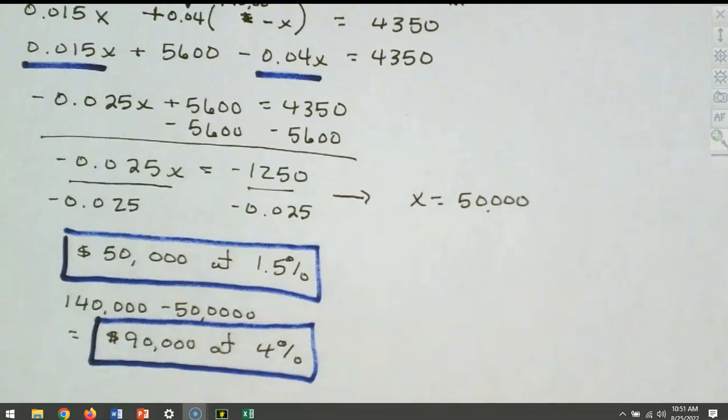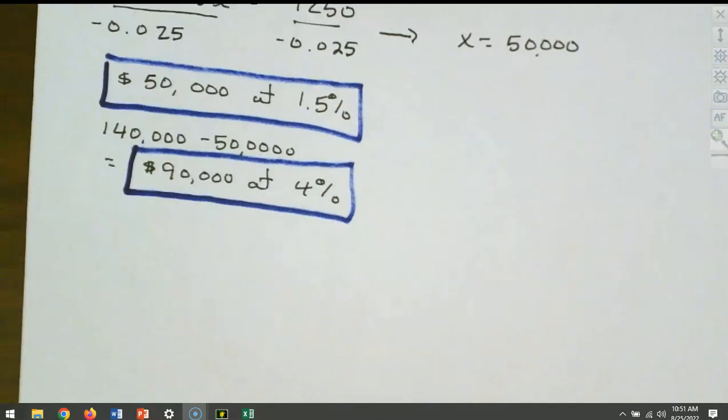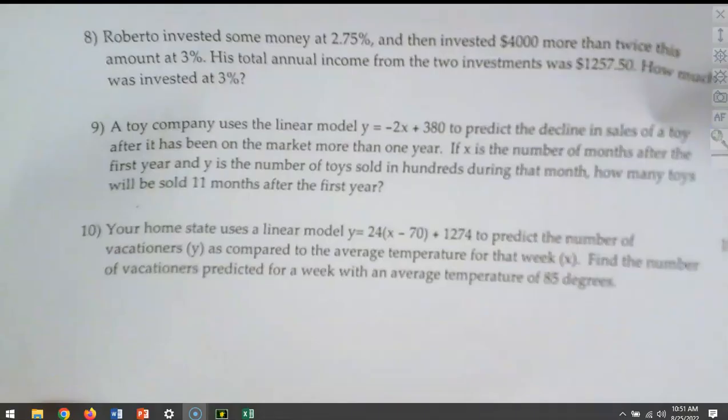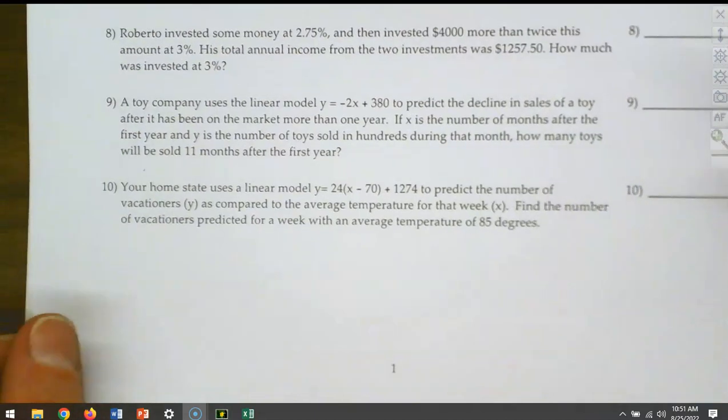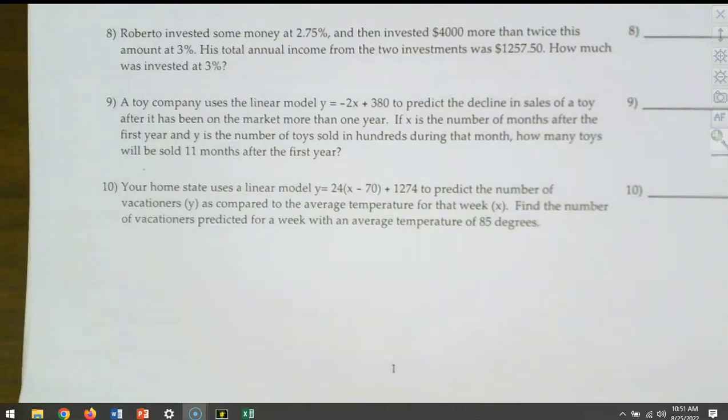I want us to look at one quick question here from our homework, and then that'll be it for today. There's two questions, 9 and 10, that are questions where you need to plug numbers in. I'm going to work out question 10 for you, and you can look at question 9. So these are from your homework. I'm going to work out question 10. You can do question 9.